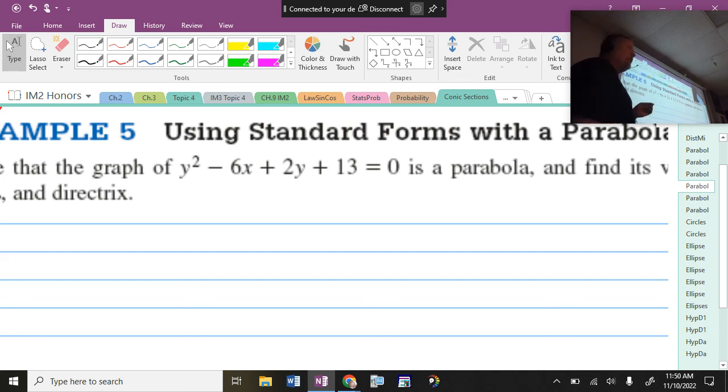This is going to be a parabola. Which way are the possibilities? Is it up, down, or is it right, left? 3, 2, 1, go. Oh, no. I heard a half and half.